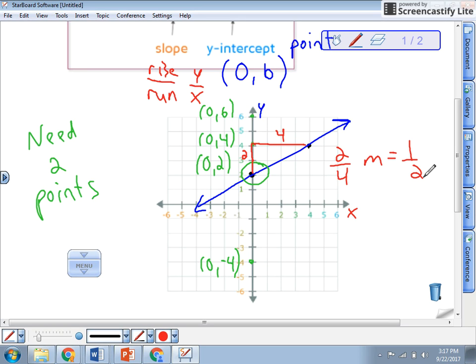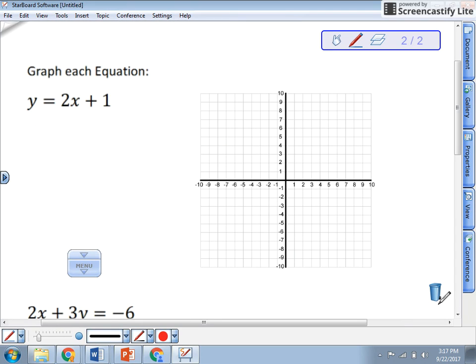Okay, now that we have an idea of how to find where the y-intercept is, let's actually graph some lines using slope-intercept form. So here are the types of problems you're going to see. Now this first one is awesome. The equation is y equals 2x plus 1. It's already in slope-intercept form. Y is by itself. We've got the slope as the coefficient in front of x, and then our y-intercept is right here, our y-intercept point.